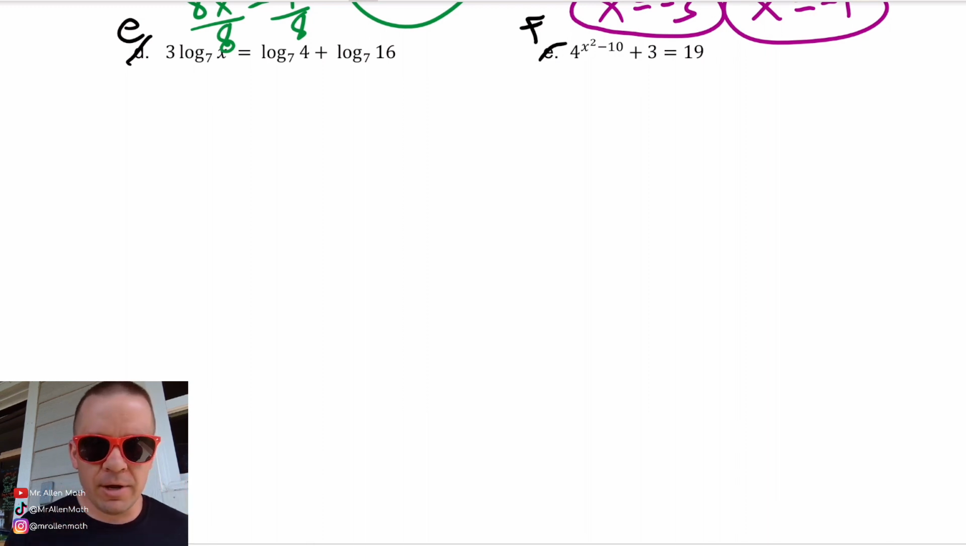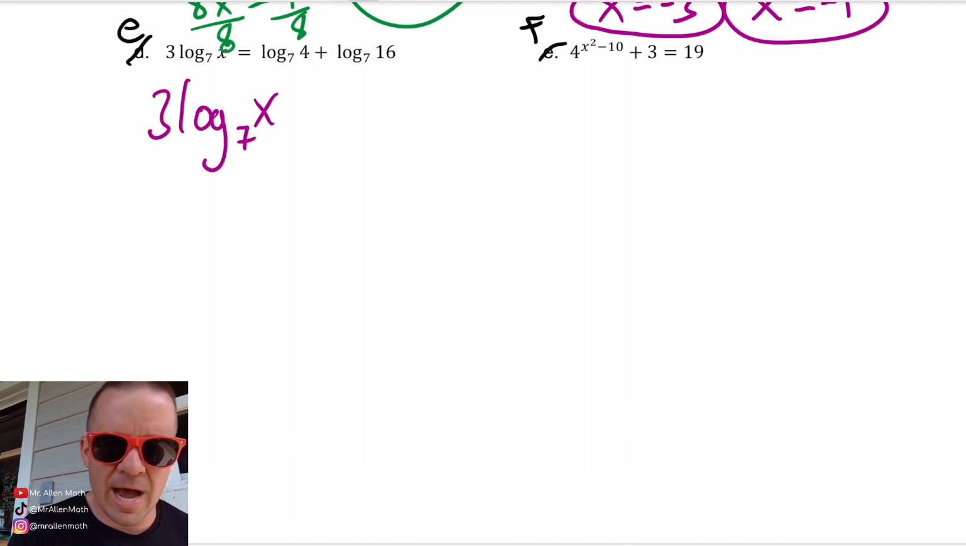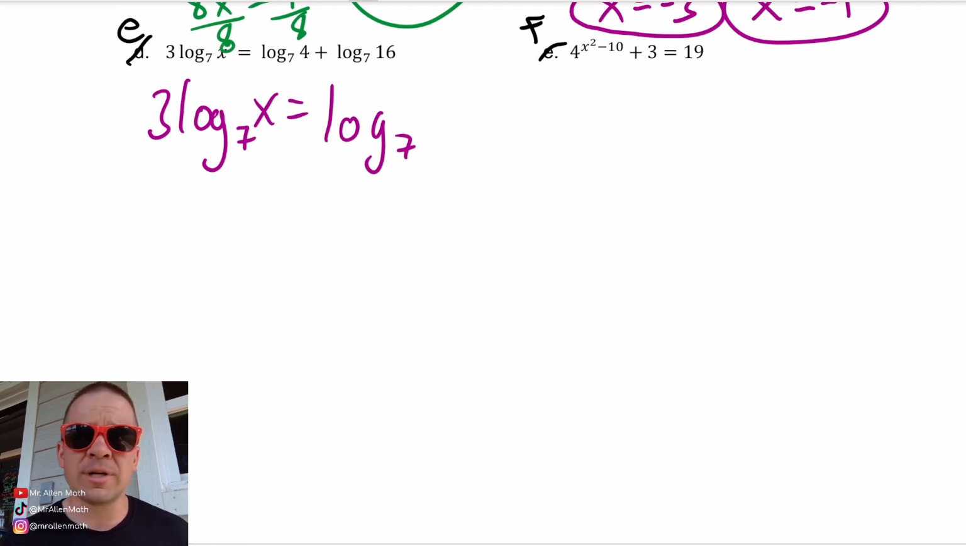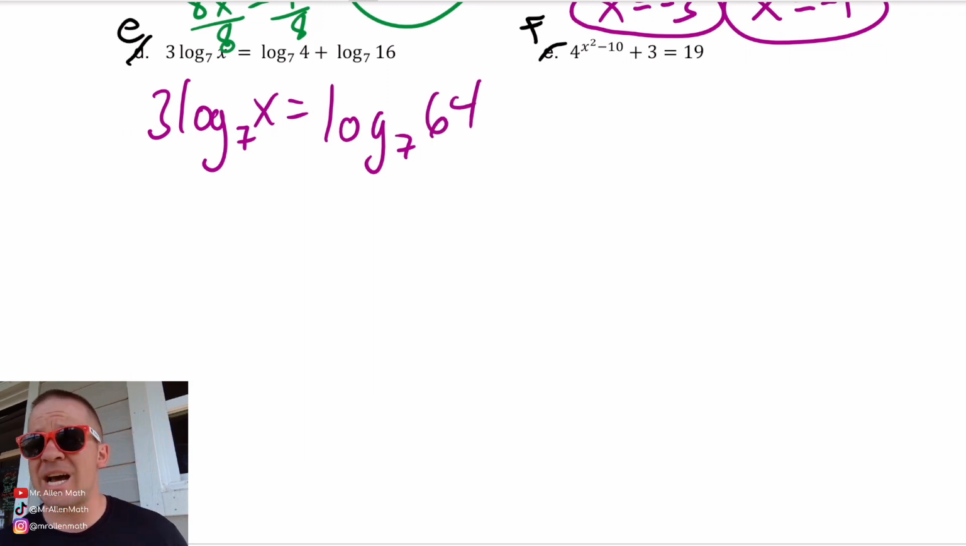Okay, so now here we have, oh boy, we got a whole lot of logs. Let's condense on the right-hand side, right? So I'm going to have 3 log base 7 of x equals, and then we'd have log base 7 of 4 times 16. Oh my goodness, I can hear you guys complaining from here that you don't know what 4 times 16 is. All right, it's 64.